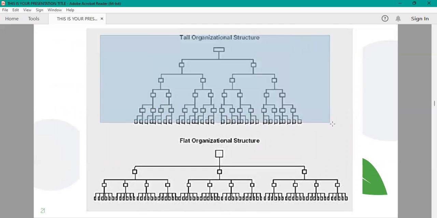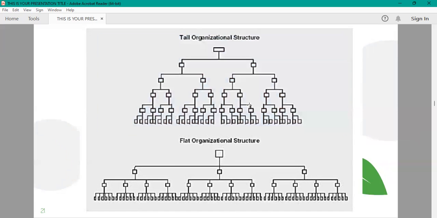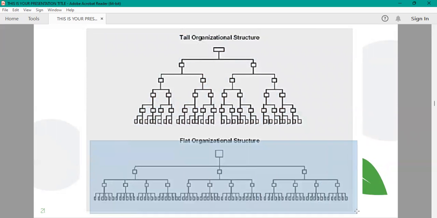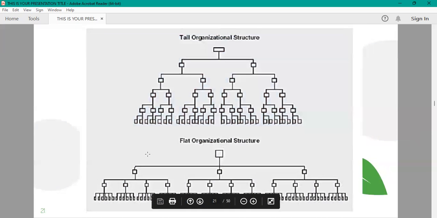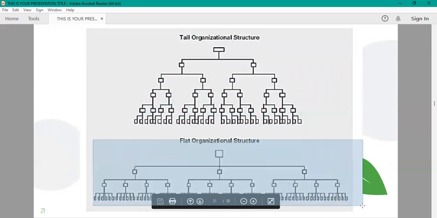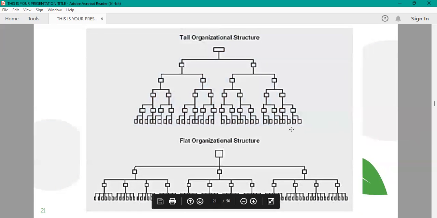So we have the tall organizational structure. As you can see, it is short in width. You are the president, then there are just two managers, then just two under each of them, and so on. Compared to a flat organization, as you can see here, the structure is wide. It spreads out because there are many people under you.